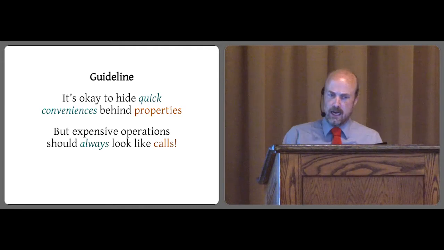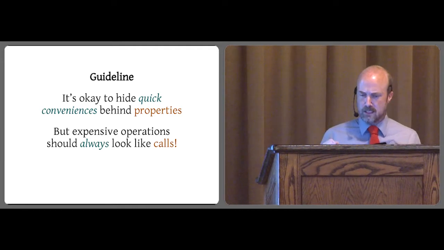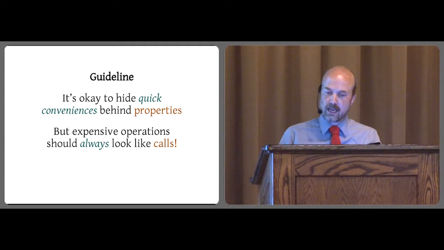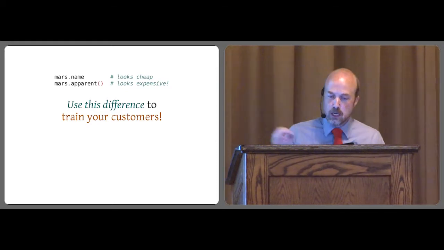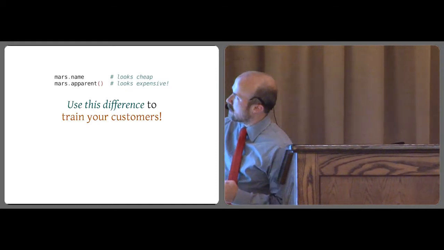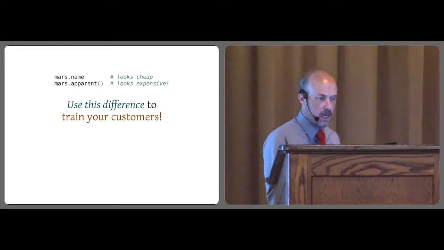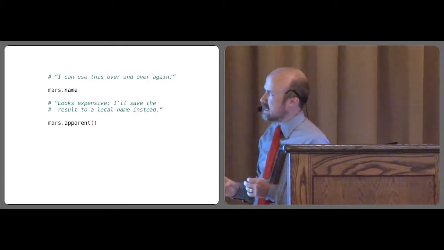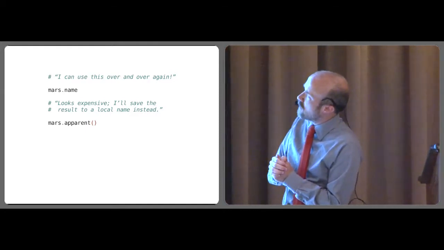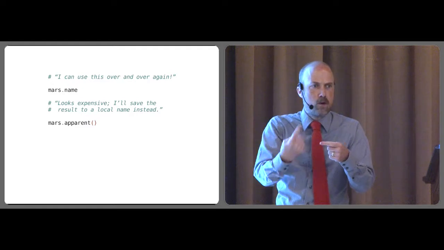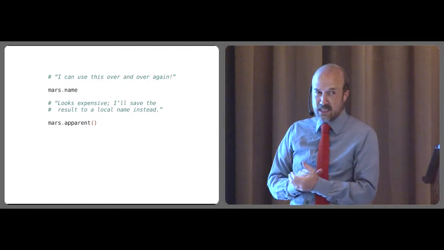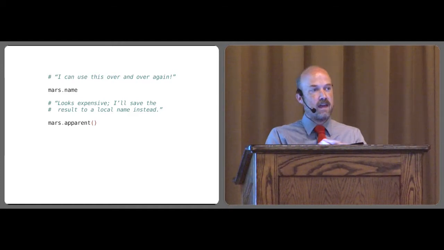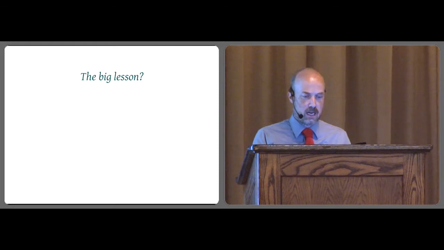So I'll offer you a guideline. It's okay to hide quick conveniences behind properties, but I think expensive operations should always look like calls with parentheses. Use this difference to train your customers by making some things look cheap and expensive things look expensive. A Python programmer who has any experience will look at this and think, oh, .name, I can just use this over and over again and it won't cost anything. But when they see those parentheses, they'll know it's expensive and they'll think about things like saving that to a local name if they need to use it a dozen times.